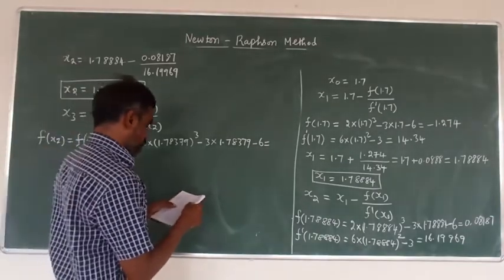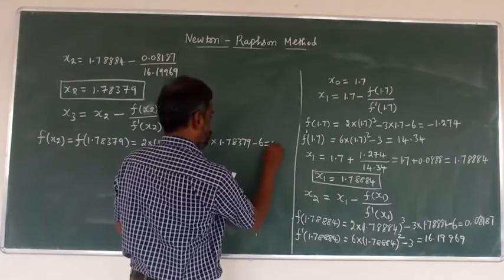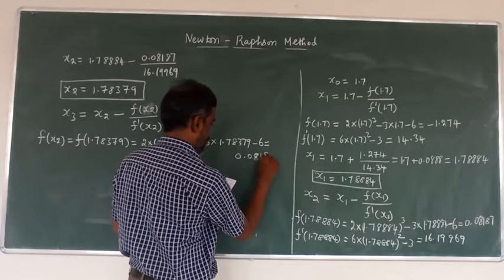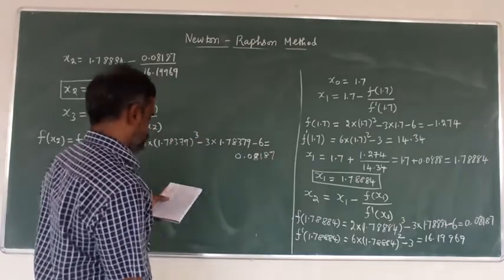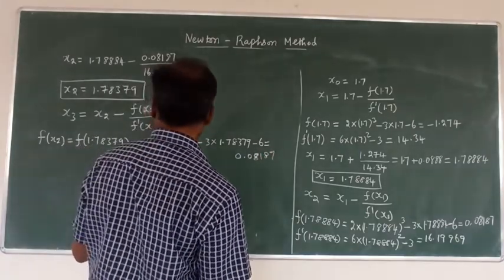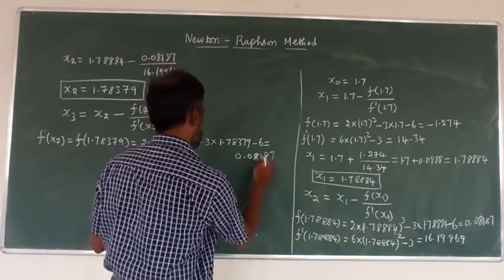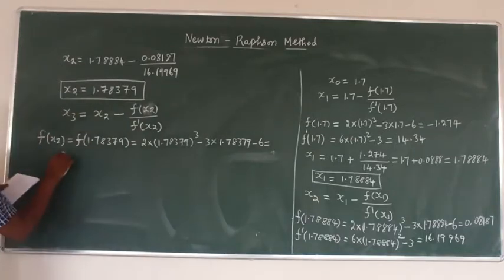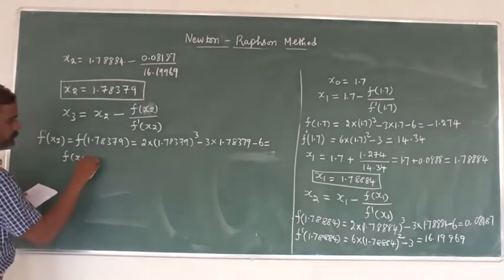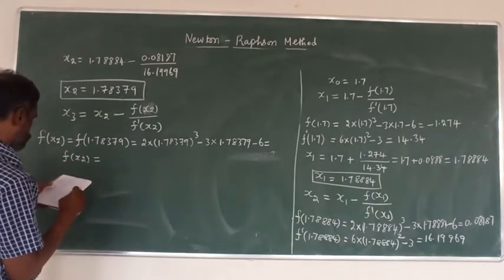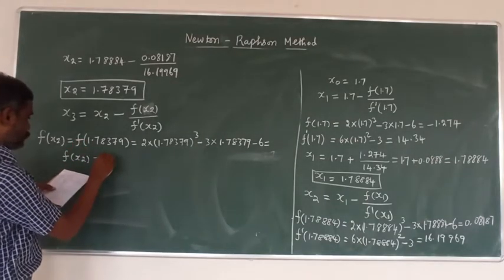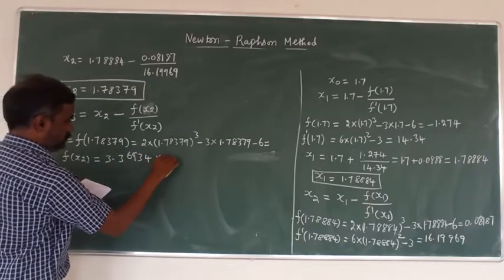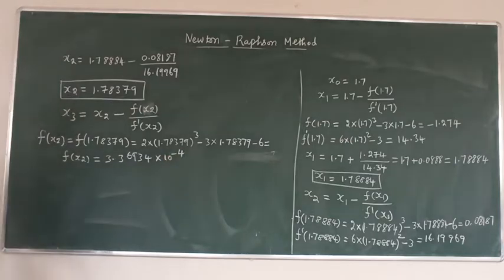Okay, we can get the result, sorry. We can get f of x2 as 3.36934 into 10 to the power of minus 4.